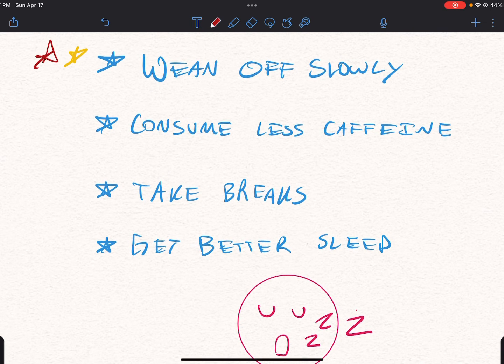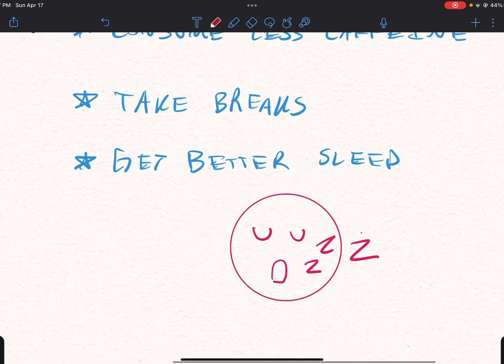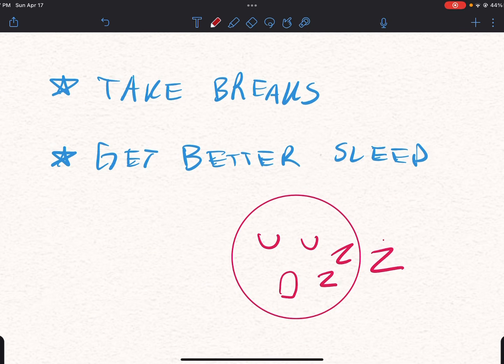You also want to maybe consume less caffeine, which is similar to weaning off. And again, you want to consume less over time. What's also important is taking breaks. If you consume a lot of caffeine and you wean off, if you take a break for a month or 2 and come back, it'll be really potent, and you'll kind of see how powerful it is because you're not used to it.